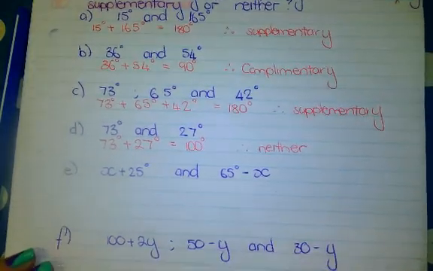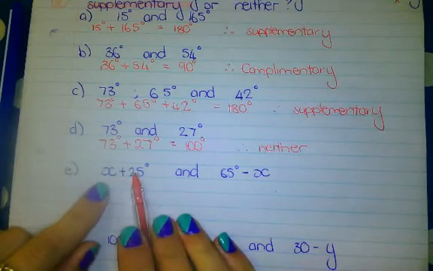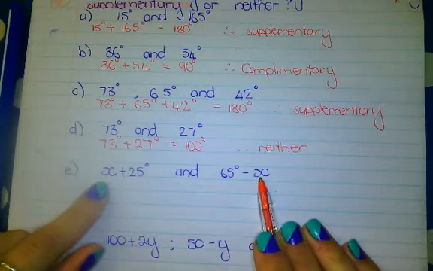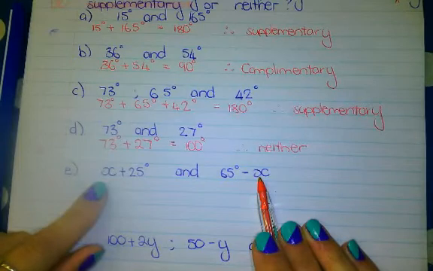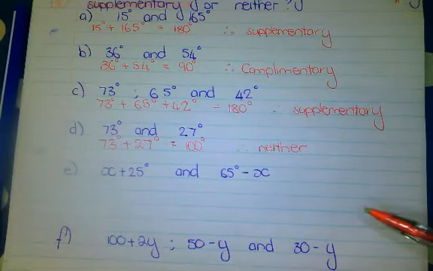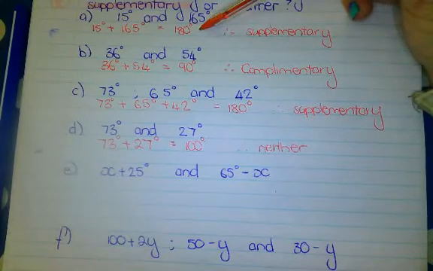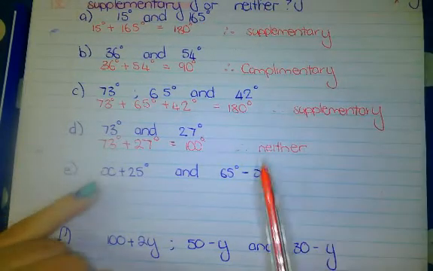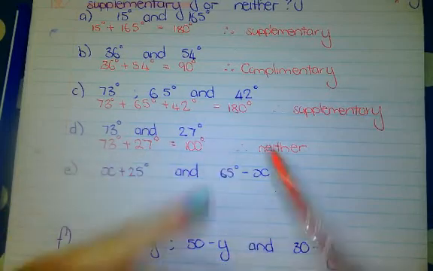Okay, now things get a little bit tricky. I know we start to panic when we see letters. x plus 25 and 65 minus x. Now, we need to test, do these add up to 90 or do they add up to 180 or neither? Now, how have we been doing that? We've just been adding them together and seeing what we get. So we're not going to treat this any differently. Just because we see x's, it doesn't mean we throw our hands in the air and hide under the bed and panic. No, we treat it the same. We add them together and we see what we get.